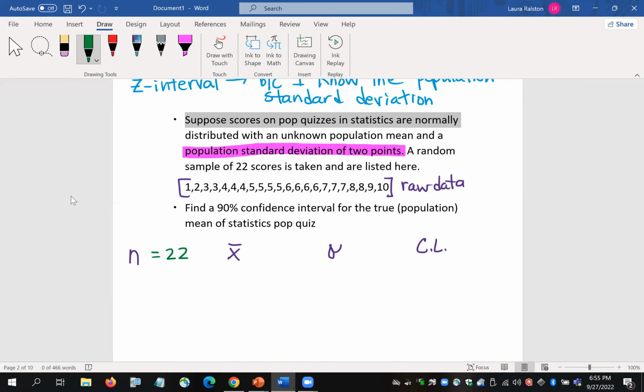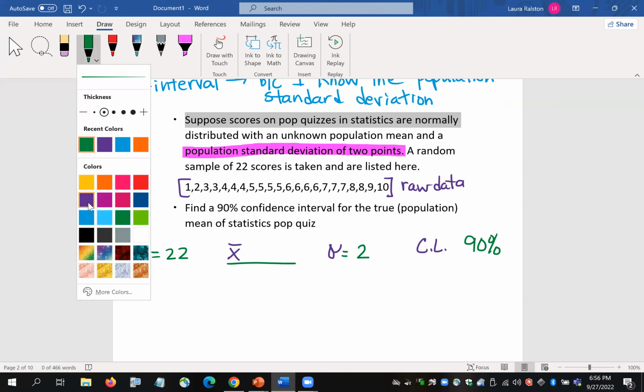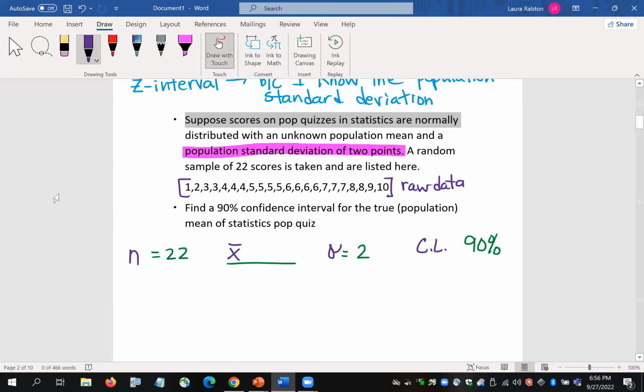I don't know the sample mean. It doesn't give that to me. My population standard deviation is 2, and I want to do a 90% confidence level. Now, I don't know the sample mean, but I don't need it to work the confidence interval since I have the raw data. So again, at that point, I am going to go out to Minitab.